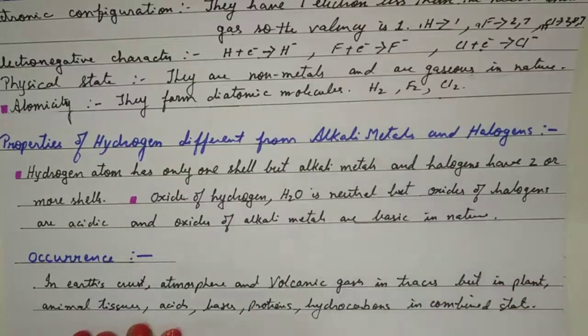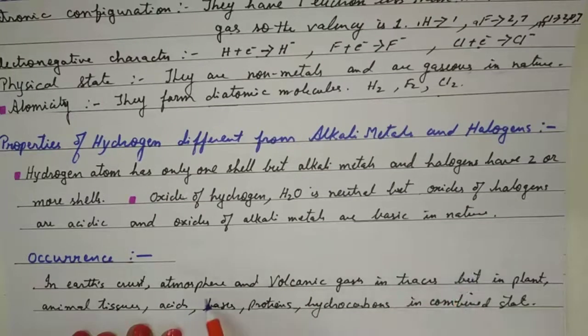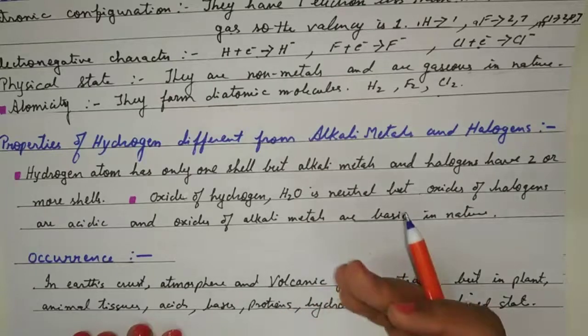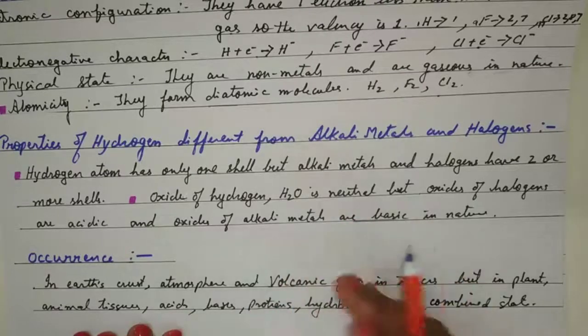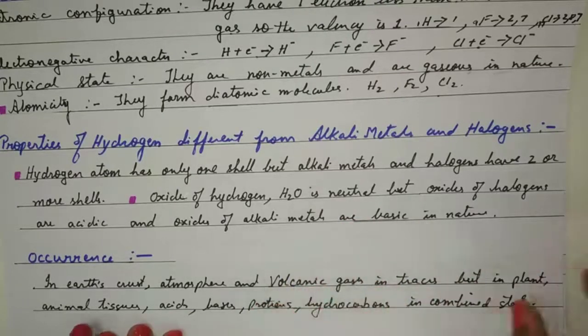So where do we get hydrogen? In the Earth's crust, atmosphere and volcanic gases in traces, very little amount, because you will not get it. It is always in the combined state, free state not possible, so traces we get. But in plant tissues, animal tissues, acids, bases, proteins, hydrocarbons, so many compounds we get hydrogen in the combined state, because it will have a tendency to react. It is very reactive. It can react with almost everything, which we are going to discuss more in the chemical properties. So this is occurrence.